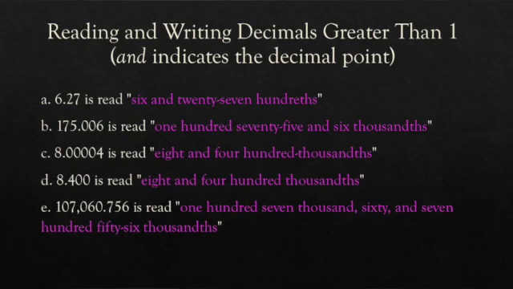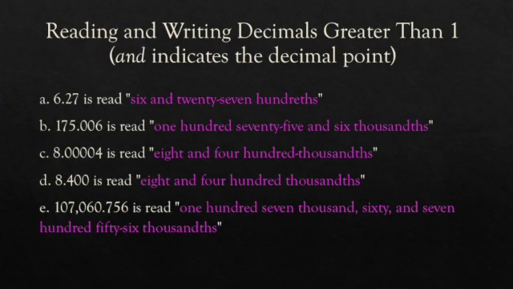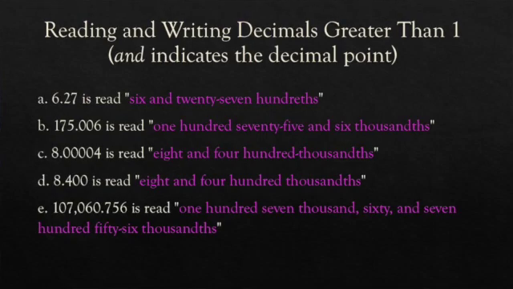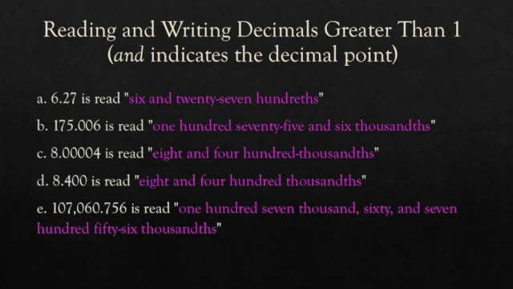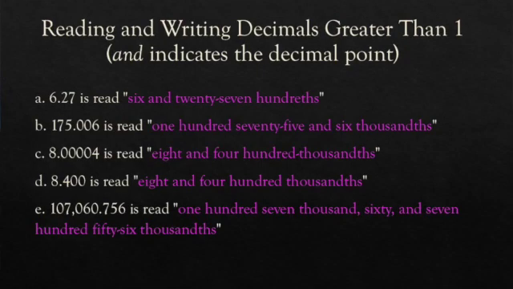For B, I'm going to write this long number out. So I have 175 thousandths. This is how we're going to write this out. 100, 75, and 6 thousandths.